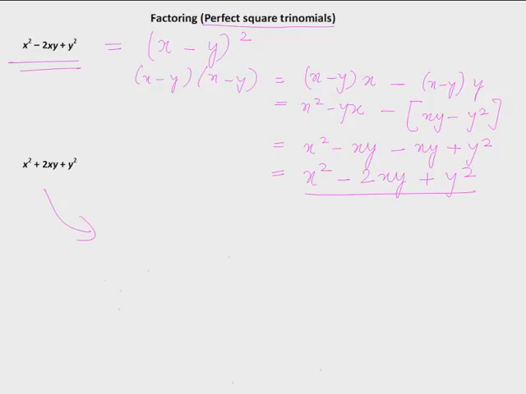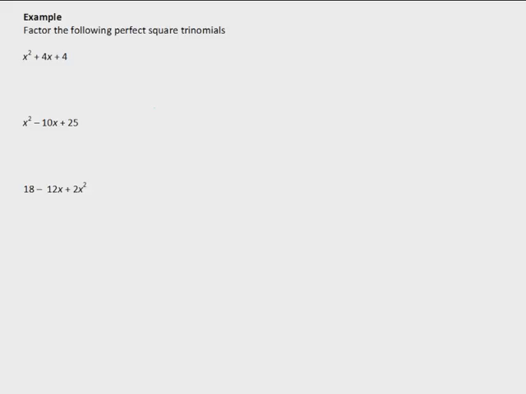Similarly, you are invited to factor this as (x plus y) the whole square. That's (x plus y) into (x plus y). The proof will be similar to the one above. So these are two expressions one must know and one must recognize whenever they appear. So here they are. Factor the following perfect square trinomials. In general, you won't be told it's a perfect square trinomial, but here we are telling you. So we are telling you that x squared plus 4x plus 4 is a perfect square trinomial.